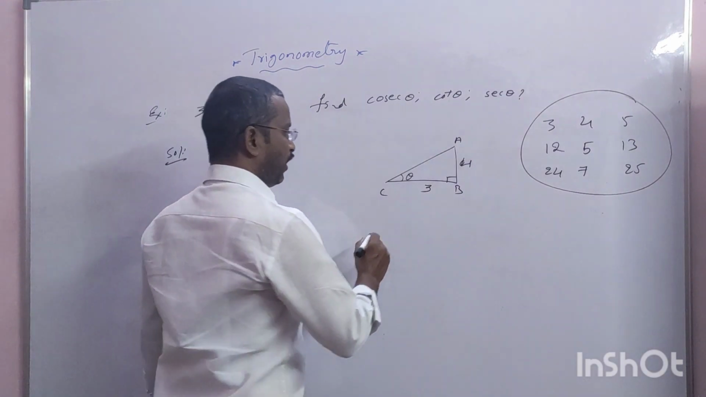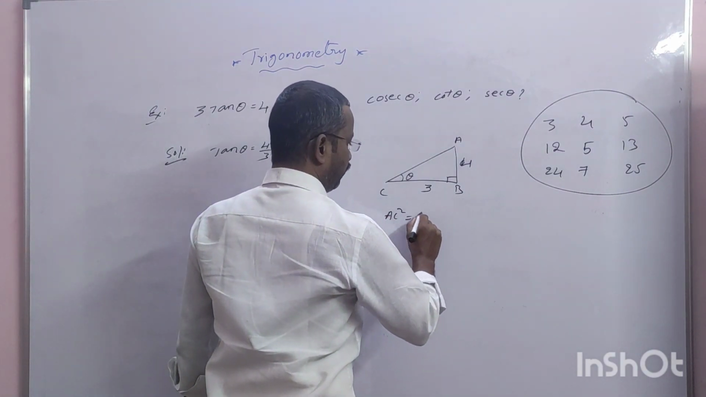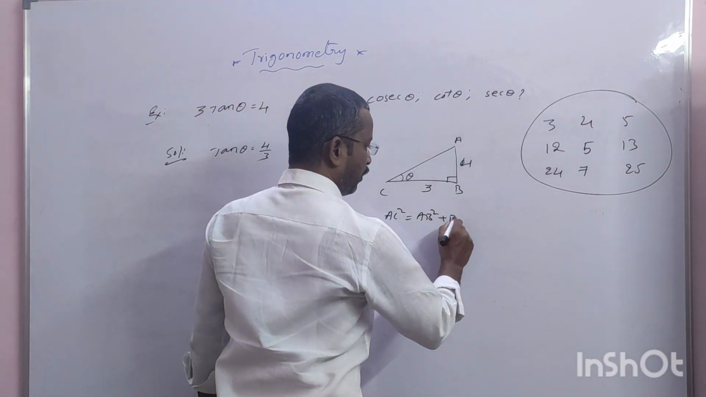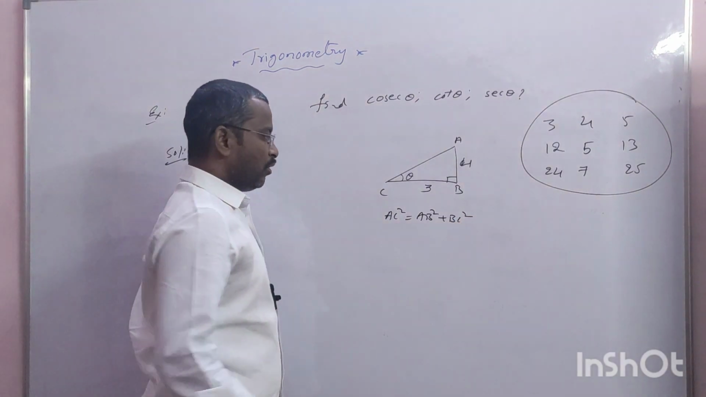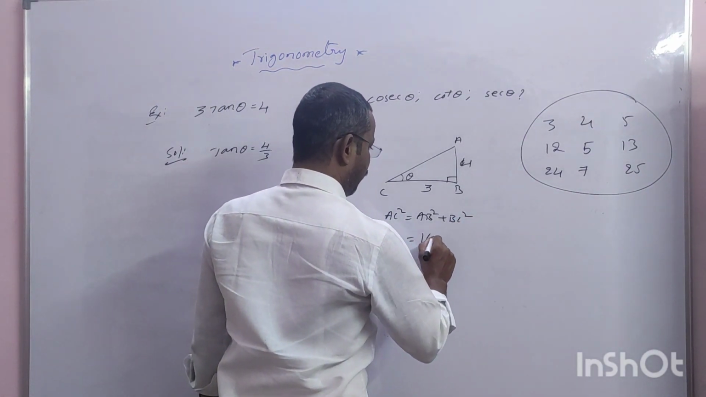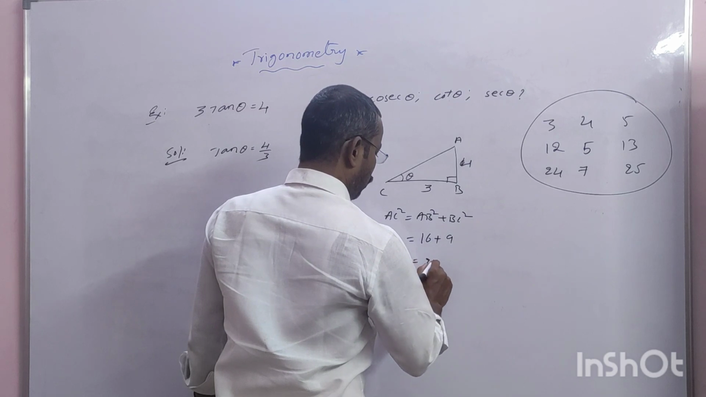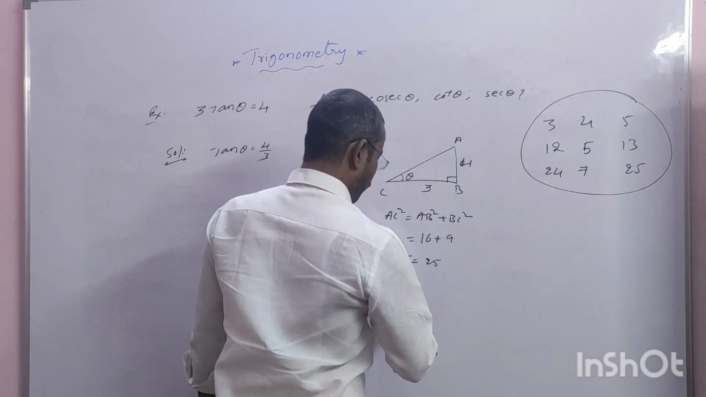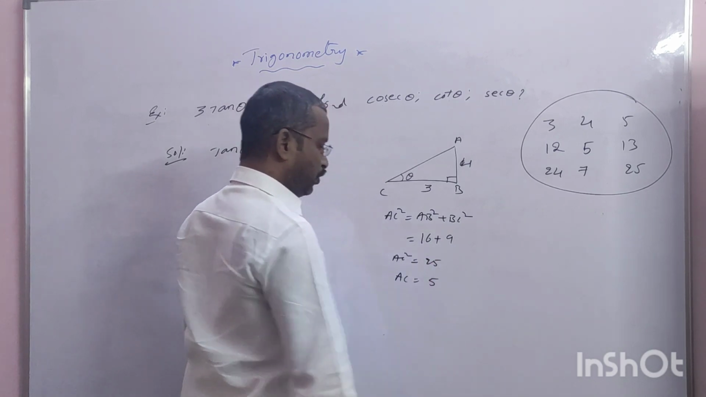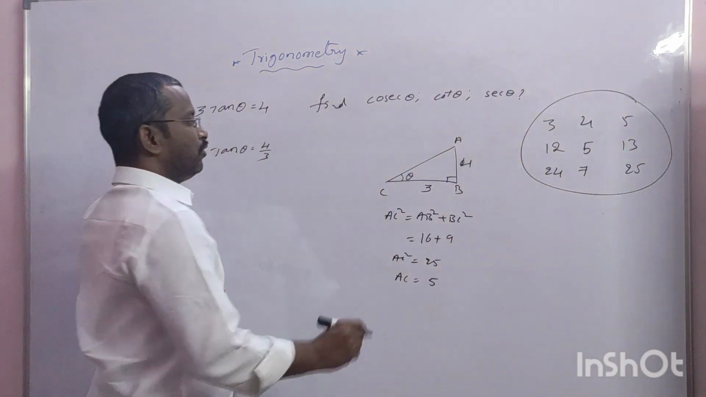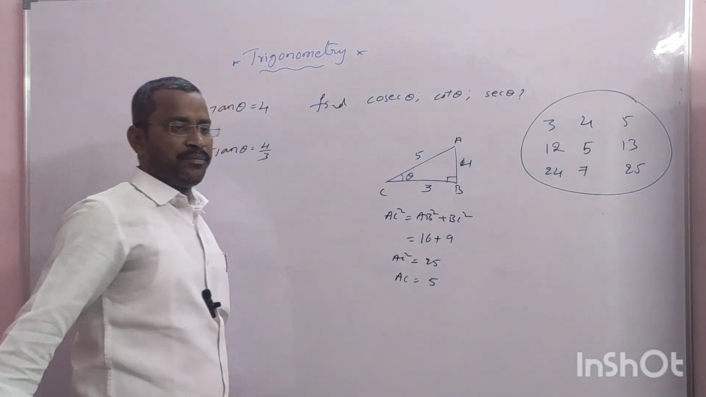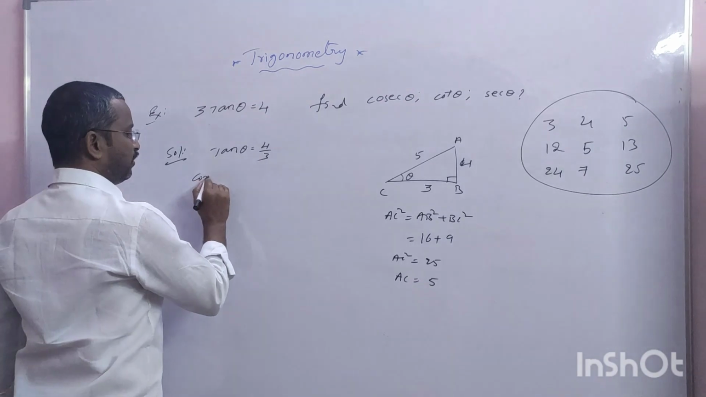At the bottom of the figure you can write AC square is equal to AB square plus BC square. What is your AB square? 16. BC square 9. Usually 25. AC square, then AC is equal to how much do you get? 5. Now you know this value, that is 5. Consider the figure.